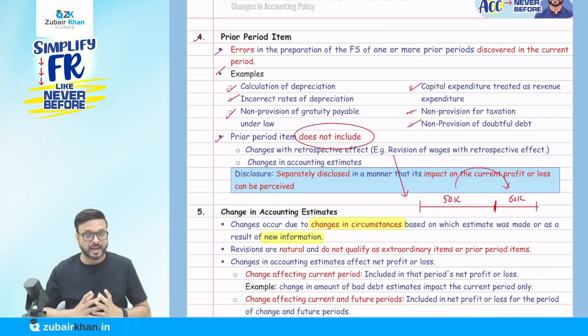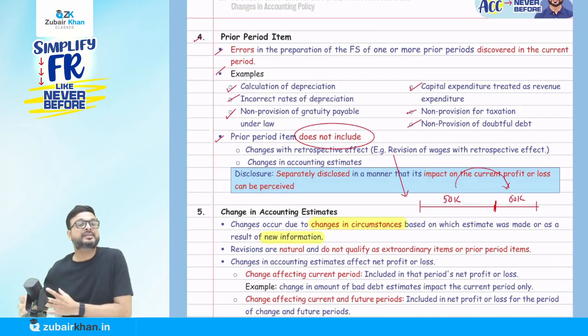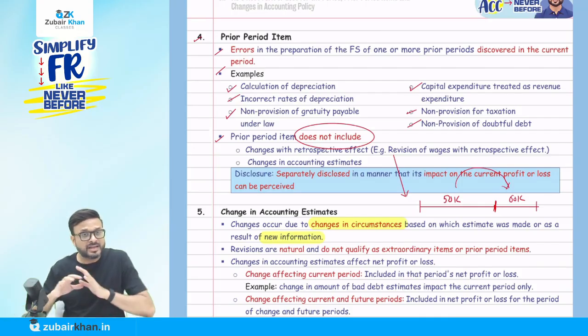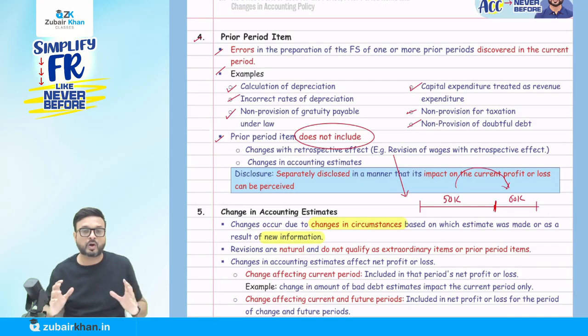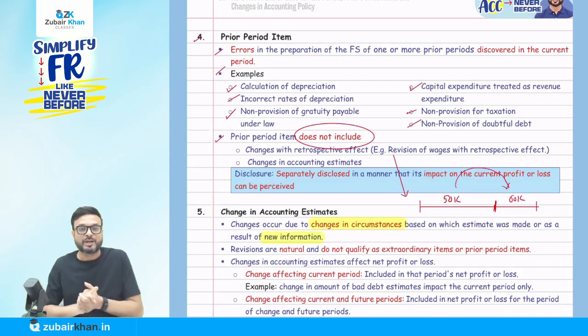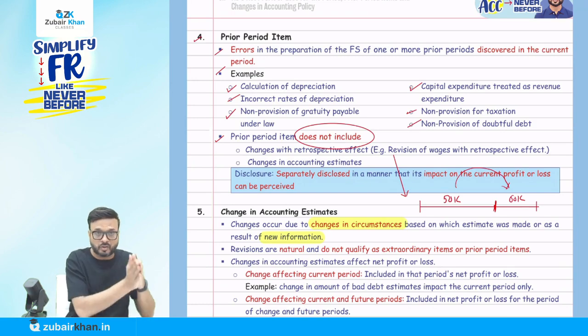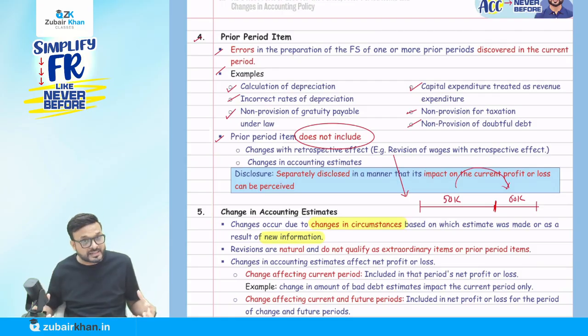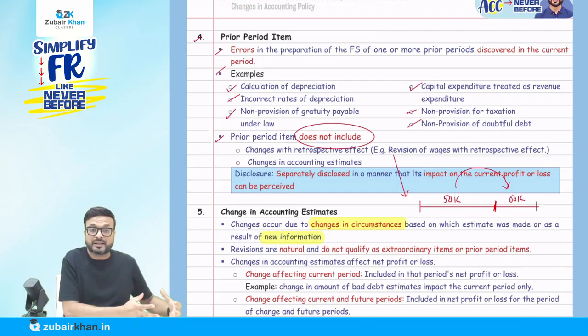What is this? We are estimating certain things when we do the accounting, and we change that estimate. That is very normal in business. So don't call it a prior period item if there is a change in accounting estimate. So when the wages are revised with retrospective effect, or there are changes in accounting estimate, these are not prior period items. If we have information from the past and have made an error, then we call it a prior period item.